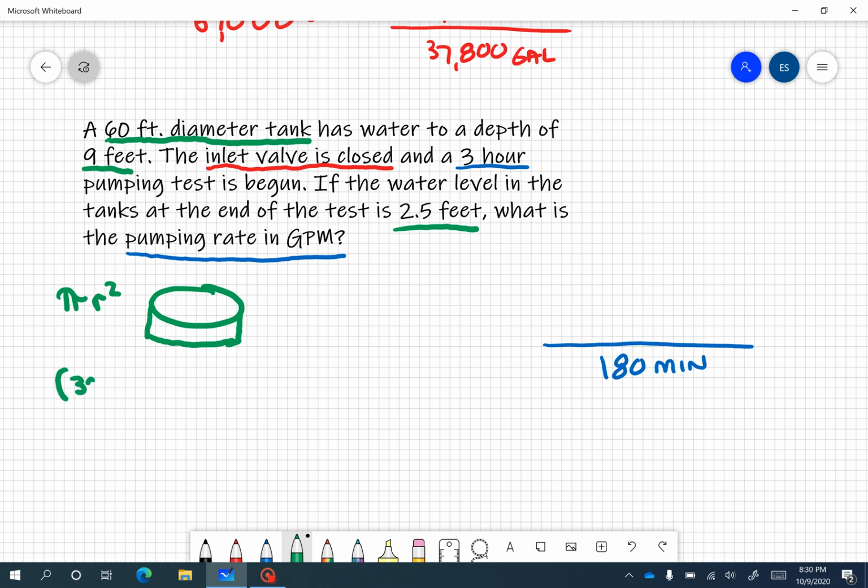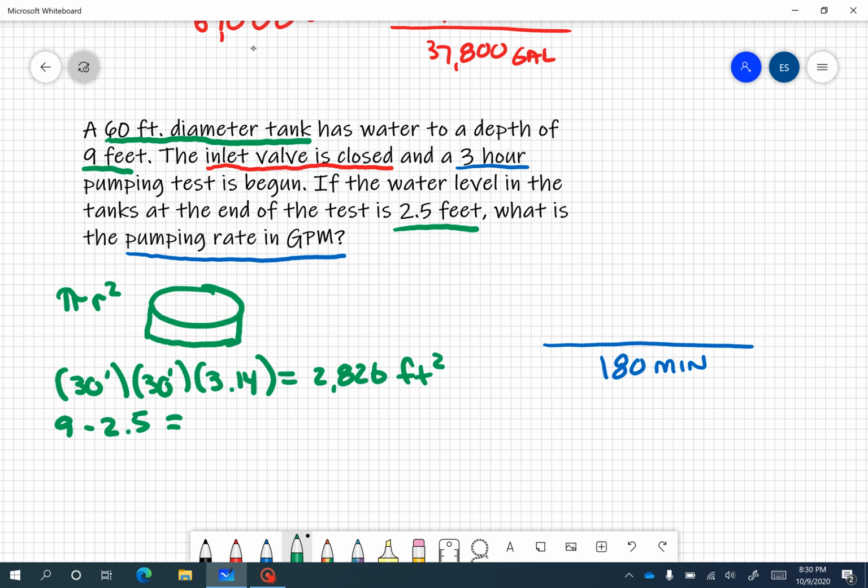So I'm going to go 30 feet times 30 feet times pi, which is 3.14. That's going to give me a surface area in square feet. So let's go ahead and do that. 30 times 30 times 3.14, I get 2,826 square feet. Now my water level started at 9 feet and it ended at 2.5 feet. So 9 minus 2.5 means that we pumped a total of 6.5 feet out of that tank.